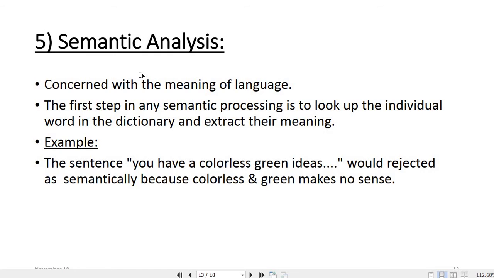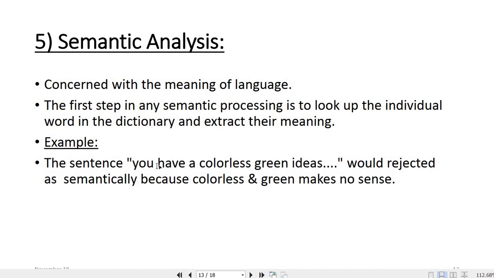The fifth step is semantic analysis. It is concerned with the meaning of language. Semantic analysis is analyzing by trying to find the meaning of the words and sentences. So the first step in any semantic processing is to look up the individual word in the dictionary and extract their meaning. So semantic analysis is a process where usually it's using a corpus, which is a dictionary, to find what it means from the word. So a kind of description of the words to make a computer understand.